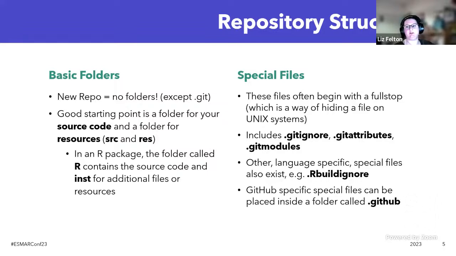There are other language-specific special files, including .Rbuildignore, and you can easily Google lists of special files that exist for different languages. The repository that you're hopefully creating is like a default R project that has those in it. GitHub specific files can be placed inside a folder called .github. GitHub knows to look there if it can't find things like your README file.